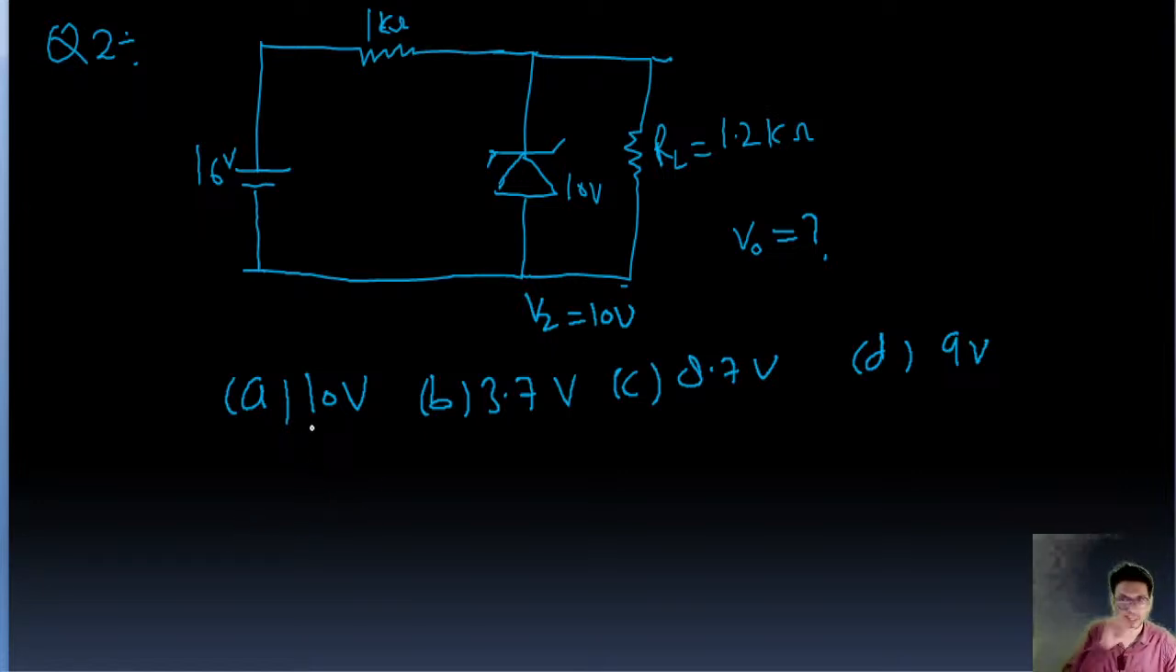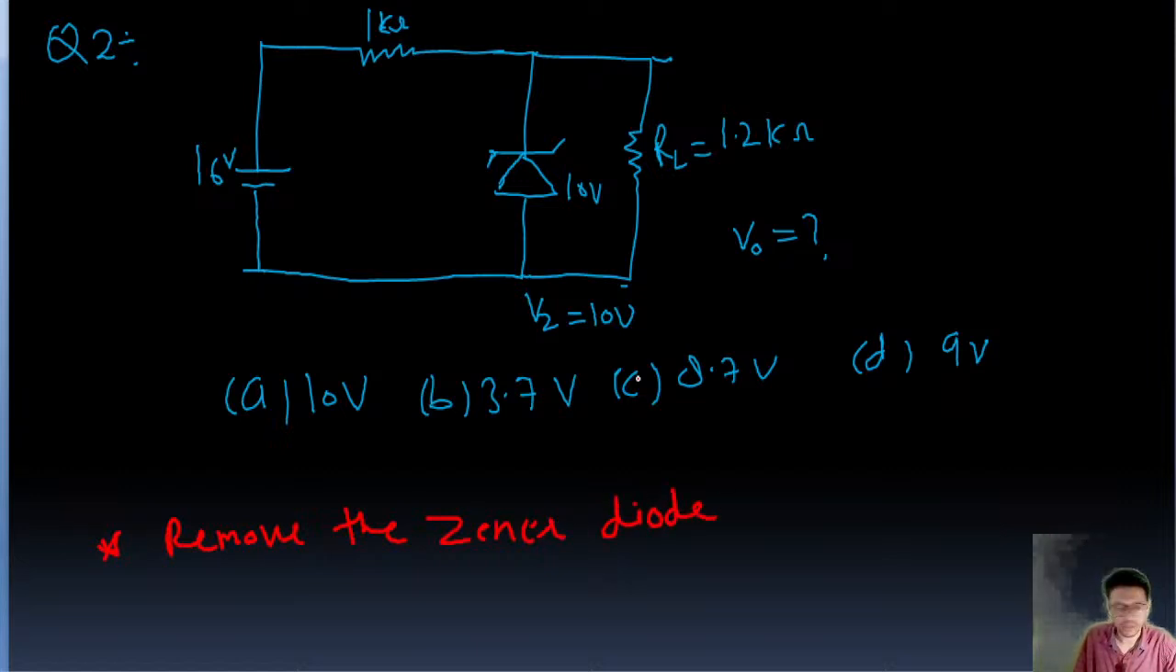So here we need to understand an important thing. We have to find this V naught, guys. This is a very important point you need to write. For getting this V naught, with these values given, remove the Zener diode.